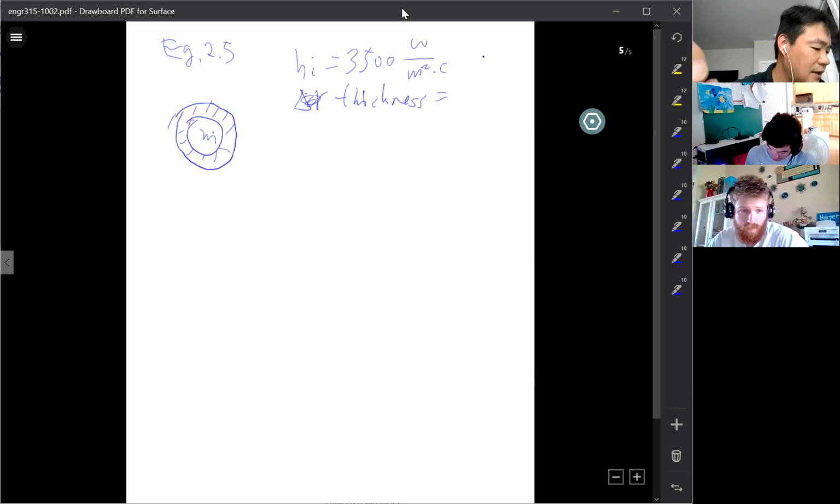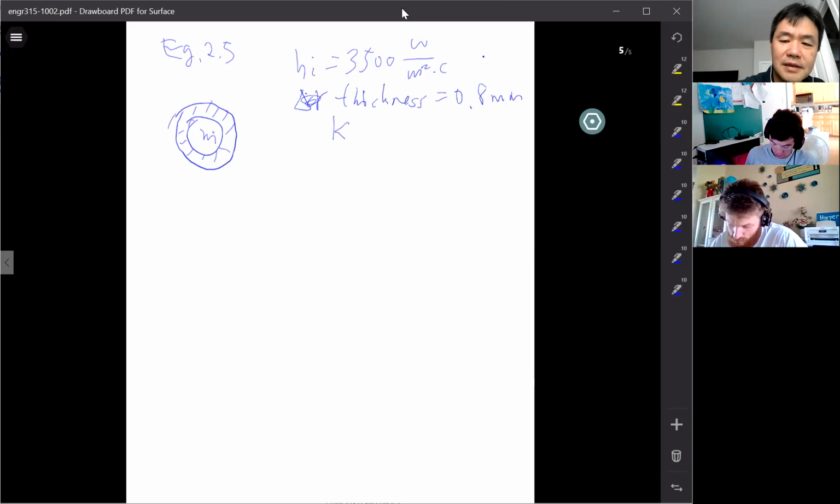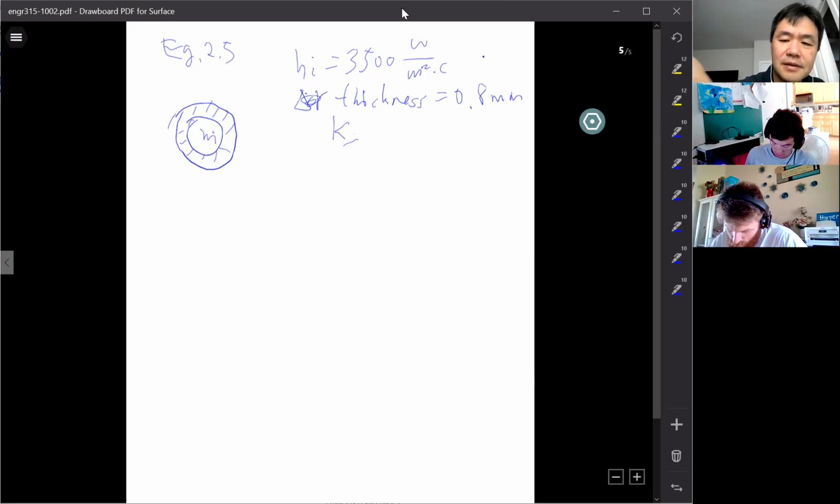Equals 8 millimeter, 0.8 millimeter, okay. Very thin. Okay, the thermal conductivity, K, of this pipe, tube, let's say, is 16 watt per meter C.